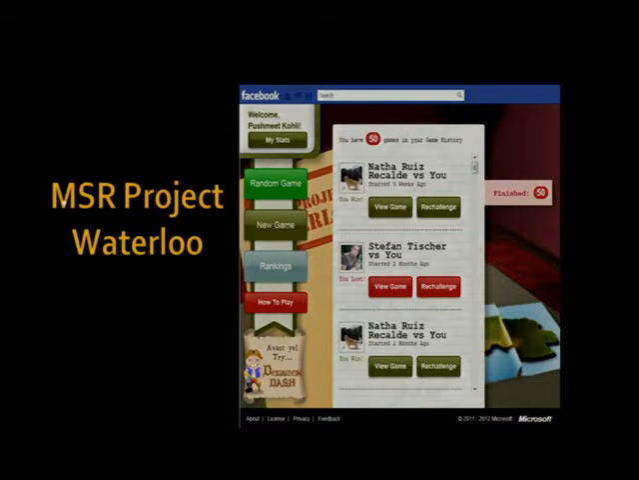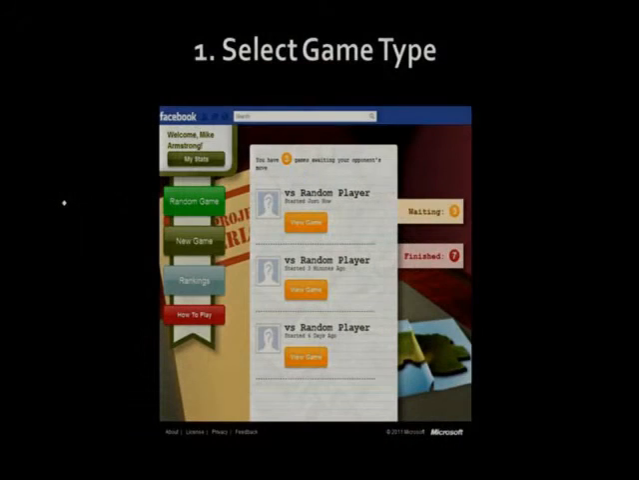We launched this app called MSR Project Waterloo on Facebook roughly 2 years ago now. And essentially the game worked like this.